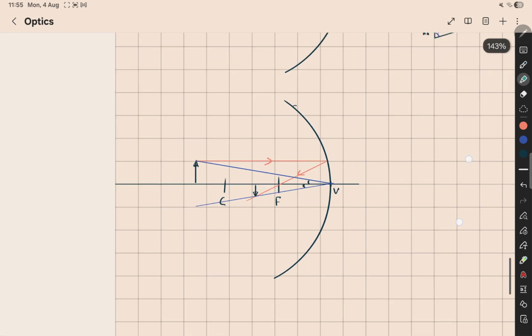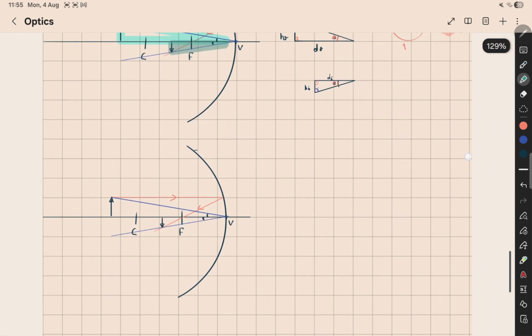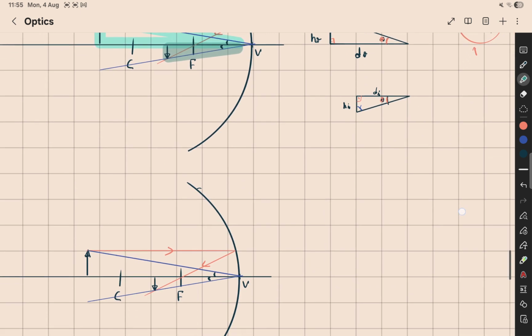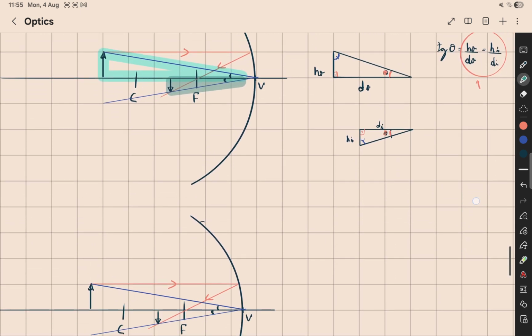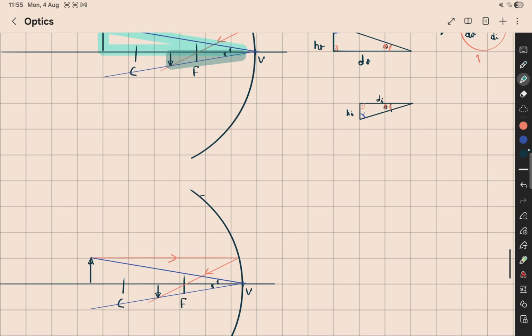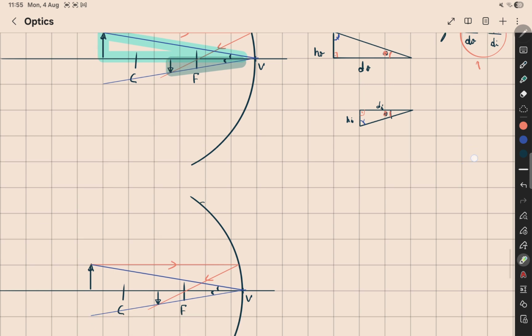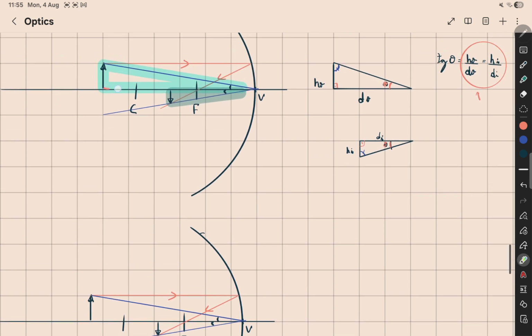Okay, so I'll just redraw. This is the same drawing, but I'll choose two different triangles to describe the distances that the object is from the mirror and the distance that the image is from the mirror. So far, we managed to describe the relationship between the heights or the sizes. Now we want to describe the relationship between these distances here, okay?